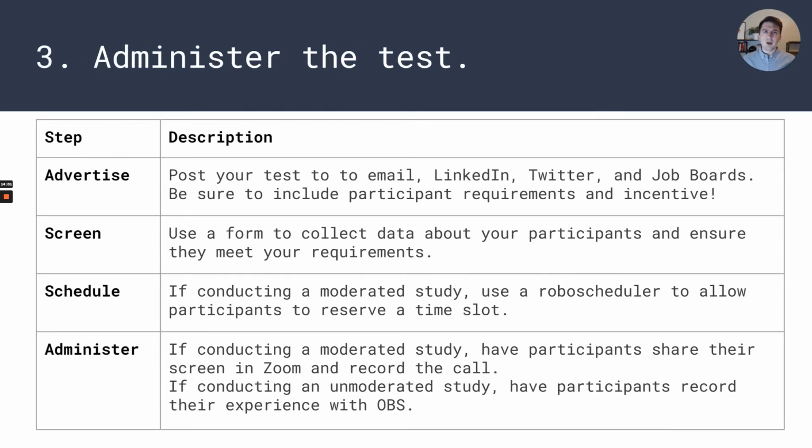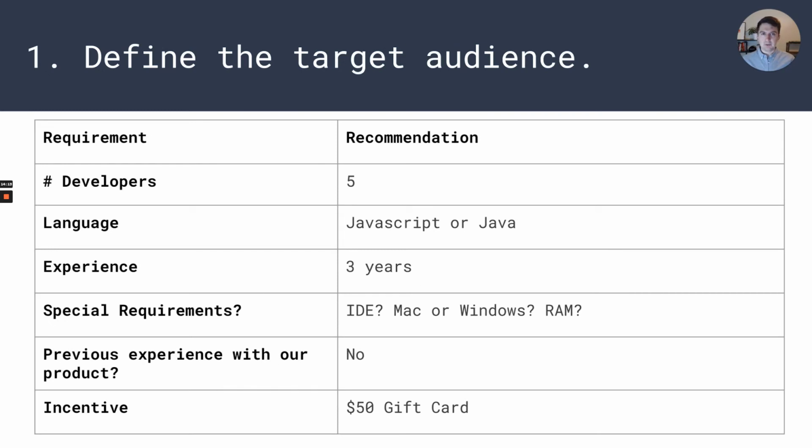Okay. So we're about halfway done here, and you've set up your test, right? You've defined your audience, you've defined what you're testing. Those kind of go hand in hand. Now it's time to administer the test. So where do we get those developers that we talked about in step 1, right? Where are we finding these people?